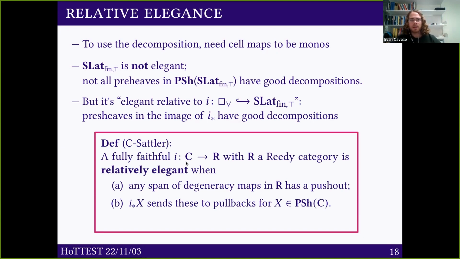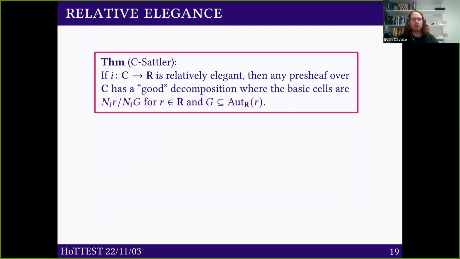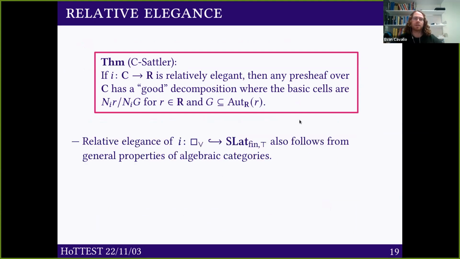In the situation where we embed some small category in a larger Reedy category, we say it's relatively elegant when in R you have these pushouts of degeneracy maps, and just for things in the image of this I lower star, you get this pushout preservation condition. And this translates to having the nerve of this embedding preserve those pushouts. And so we show that if you have one of these things, then presheaves over the smaller category do have good decompositions where the basic cells are a bit larger than you would have if you just had an elegant Reedy category to start with.